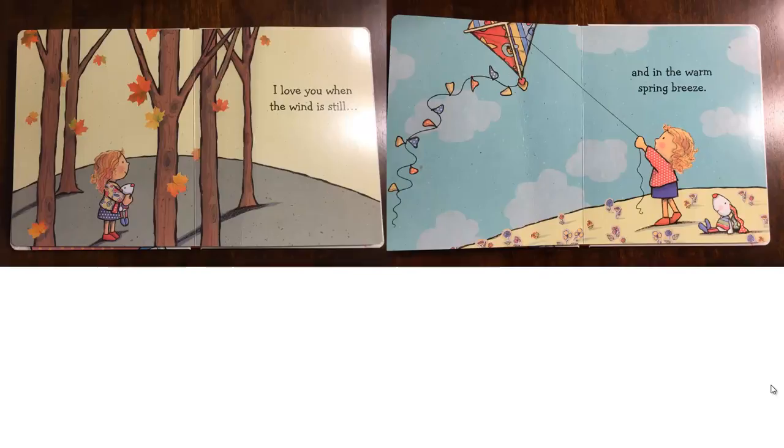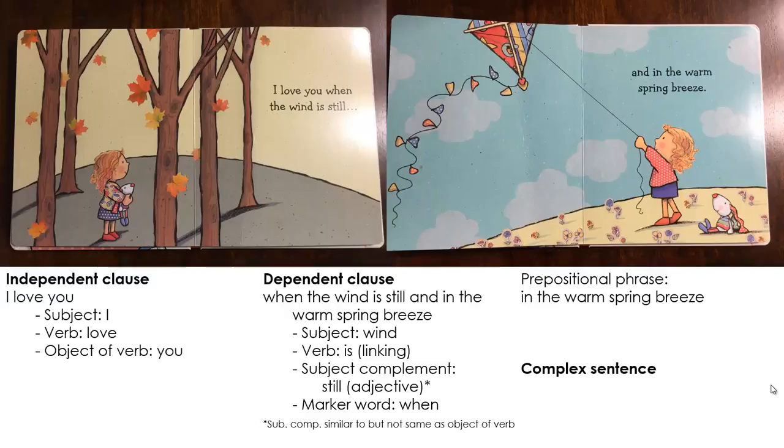If we want to check and see if that's true, any clause has to have a set of subject and verb. So what is the subject? Wind. What's the verb? Is. Okay, the wind is. So we do have a set of subject and verb. We have that marker word or subordinate conjunction, when. And then also in that dependent clause we have another prepositional phrase, in the warm spring breeze.